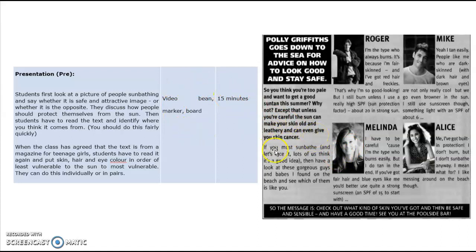When the class agrees that the text is from a magazine, the students have to read it again and put skin, hair, or eye color in order from least vulnerable to most vulnerable to the sun. They can do this individually or, if they prefer, in pairs.